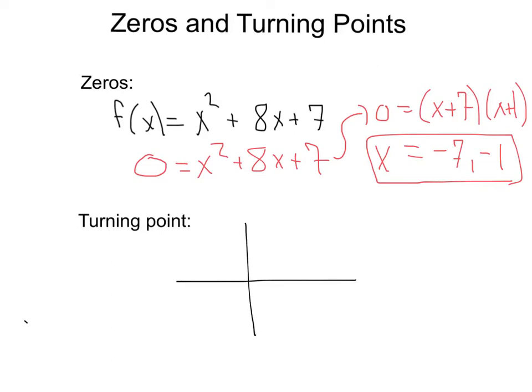I just wanted to show you what a turning point is on a graph, and it's pretty self-explanatory. If we had a graph like this, boom, we turn, that's a turning point. Boom, we turn, that's another turning point. Boom, boom, 2 more turning points. So all of these spots where the graph changes direction are turning points.